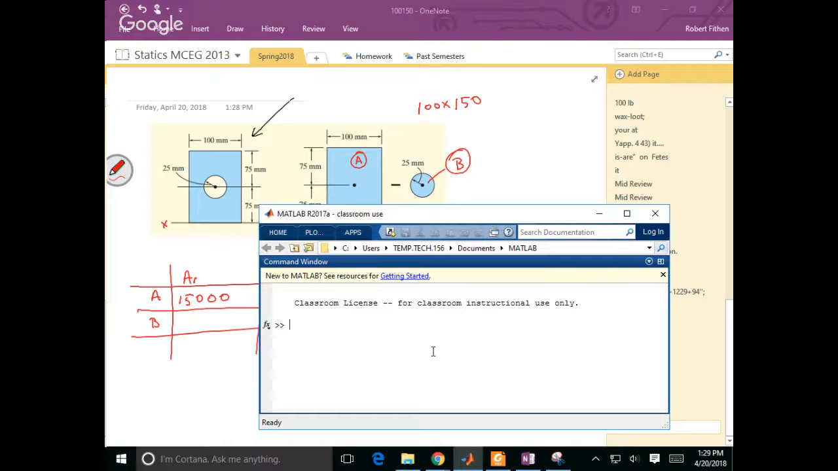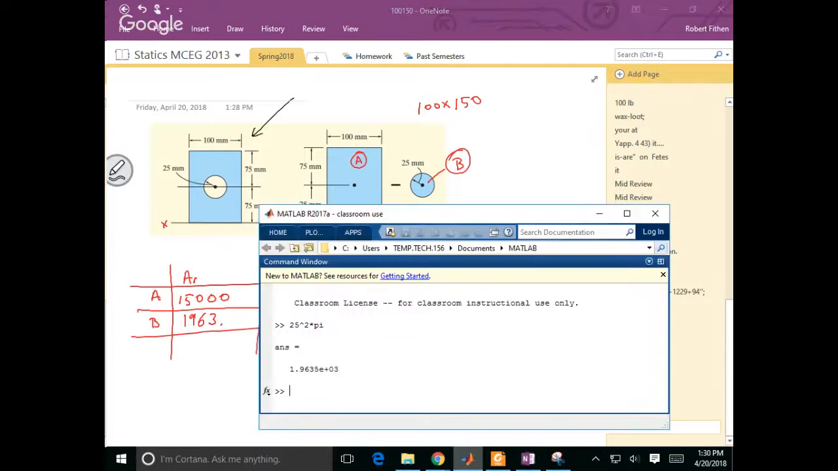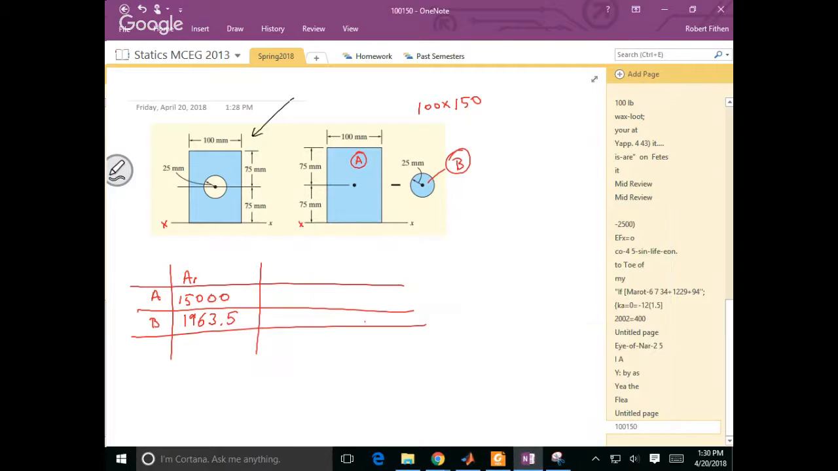25 squared times pi, that's 1963.5. Good enough. Did I copy that right? And so down here we'll have the total. I'll go ahead and do this just out of curiosity.